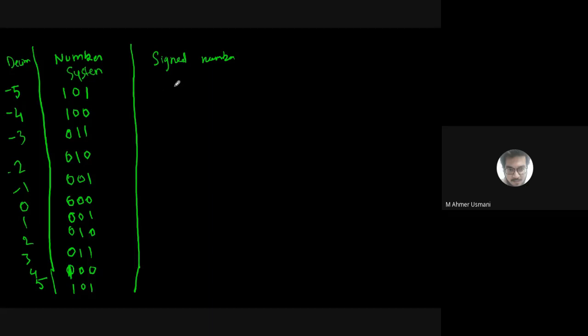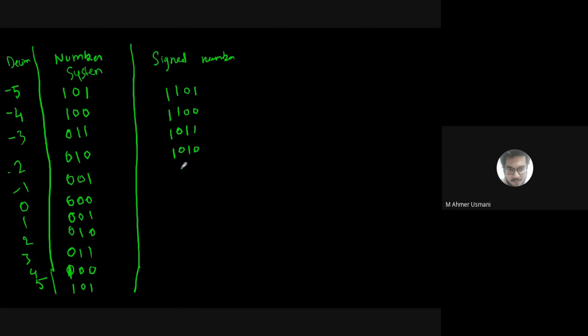-5 can be written as 101, आप लिख लोगे और आप यहाँ पे साइन दोगे. साइन क्या होगा यहाँ पे? 1. -4 can be written as 100, and you need to put a sign of 1. -3 can be written as 011, and you'll put a sign, so 1011. -2 is written as 1010.